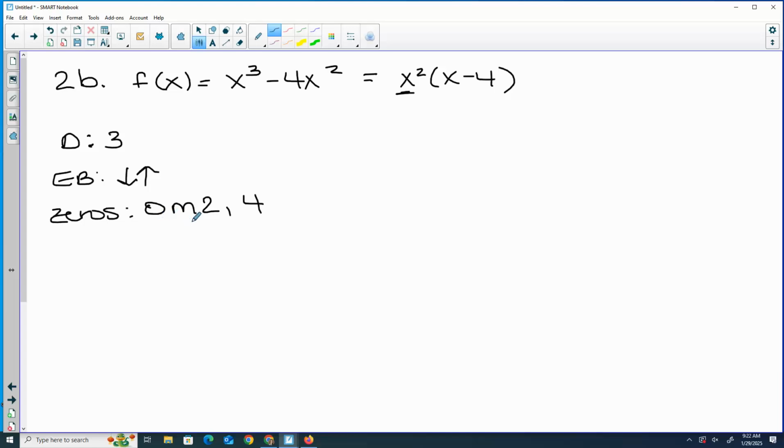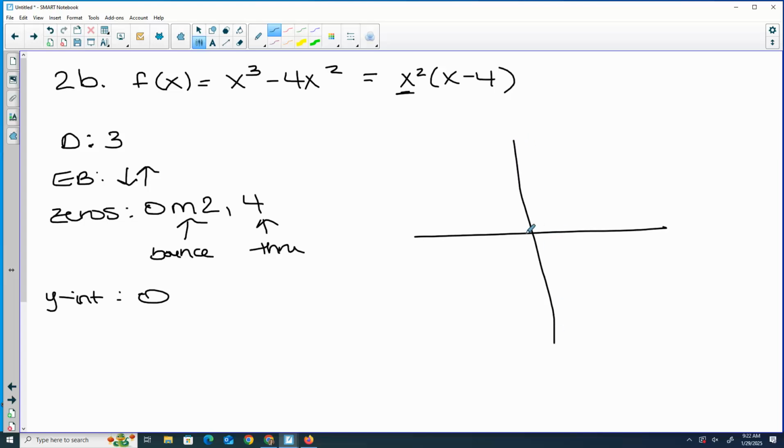Bounce or through. If your multiplicity is even, you will bounce. If your multiplicity is odd, we go through. y-intercept. If you plug in 0 for all of your x's, what do we get out? So graph this, we get at 0 and 4. We start down here, we bounce at 0, come down, hit 4 and go through, and it matches my end behavior. So on those polynomials, if it's not factored, you have to factor it in order to get the zeros.